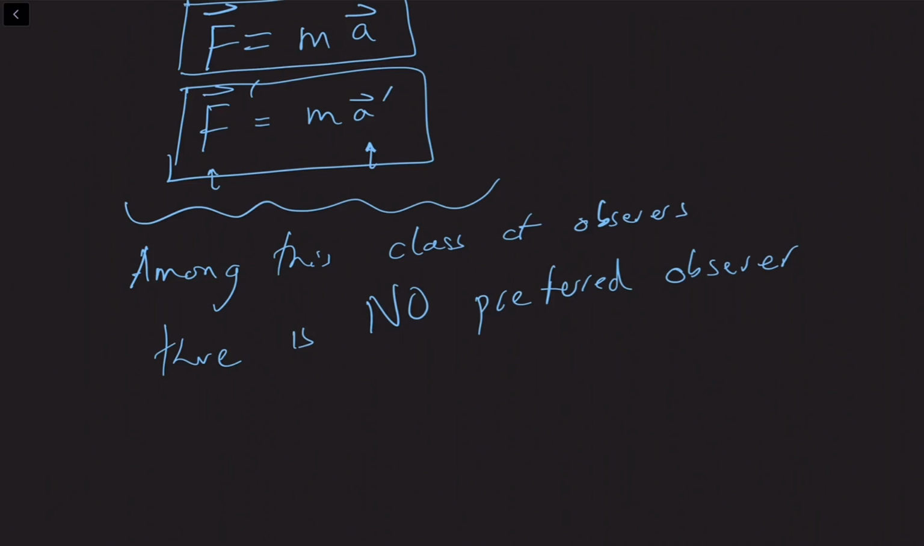Okay, and therefore there is no preferred observer. All these inertial observers are completely equivalent to each other. There's just a dictionary which allows you to translate observations from one observer to another. Okay, this is a very profound insight, which says that there is no preferred observer.